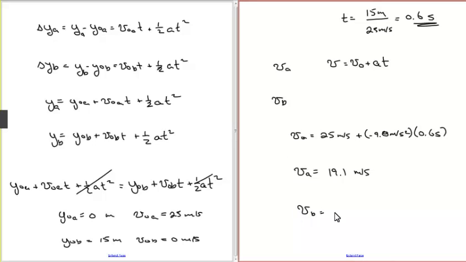And V sub B is going to be 0 meters per second, which is the initial velocity. And then we have negative 9.8 meters per second squared times 0.6 seconds. So we have negative 9.8 times 0.6 is negative 5.9 meters per second. And they both make sense. So you start at 25, you've slowed down to 19, and this one is being dropped, so it starts at 0 and ends at negative 5.9, which actually, you see the difference is the same.